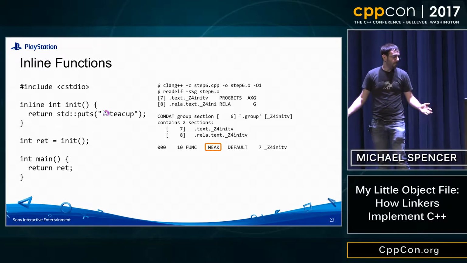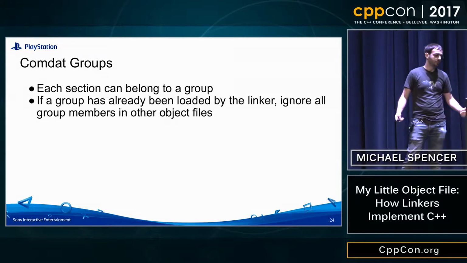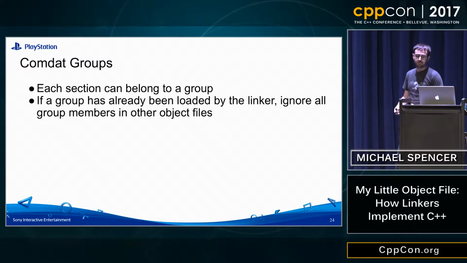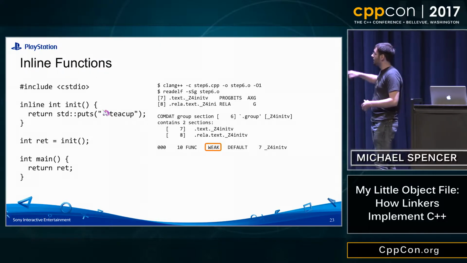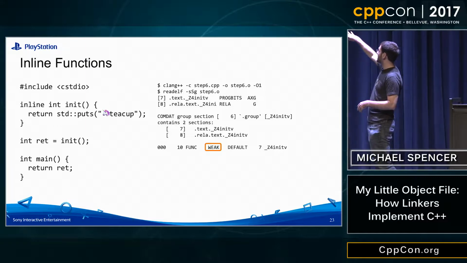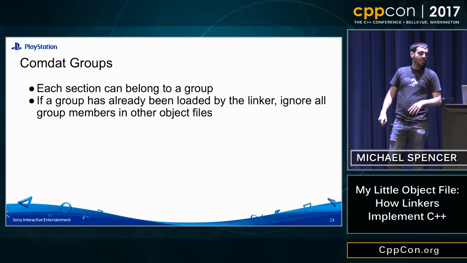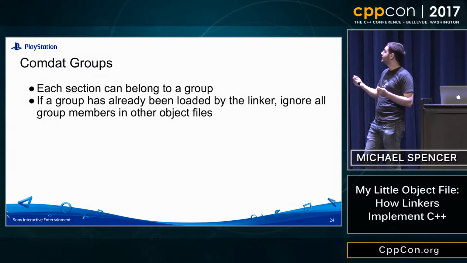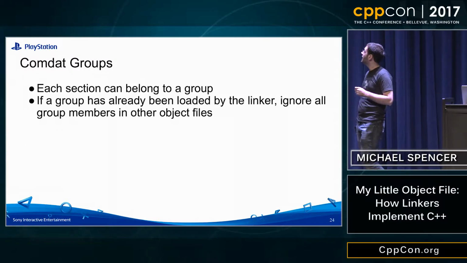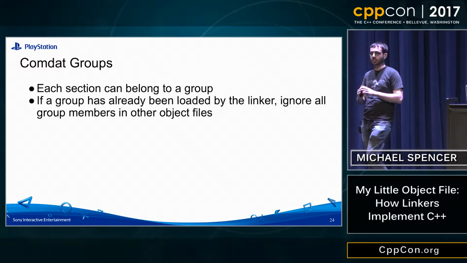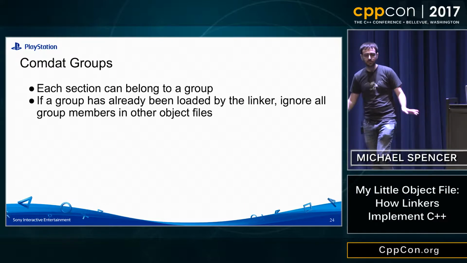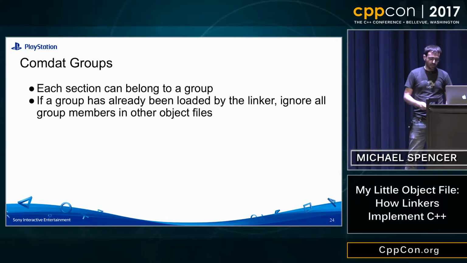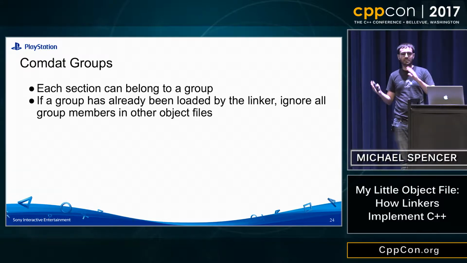And so the way this works is comdat groups. Each section can belong to a group. And so here they're both in group ZInit. And when the linker is reading in object files, it inserts this group name into a table. And if it's already seen that group name, then it just doesn't load it at all. It just ignores them. It just drops them on the floor. So that's actually really fast to process, instead of having to go back and try to match identical functions and merge things.